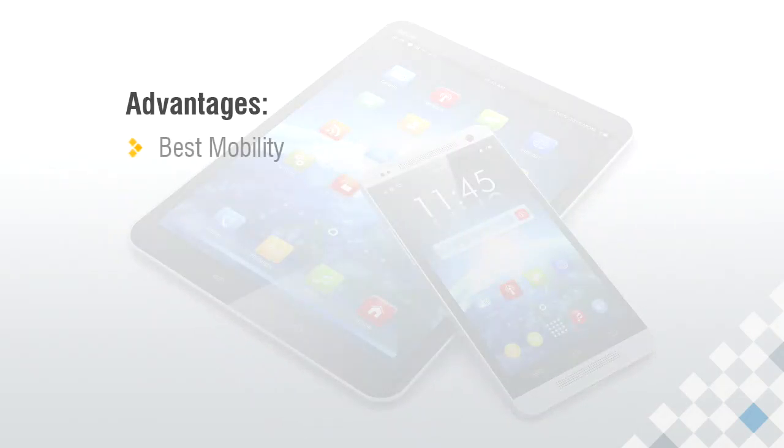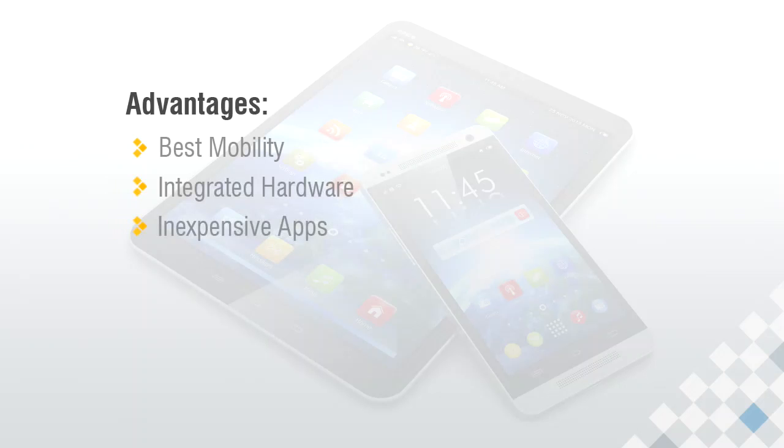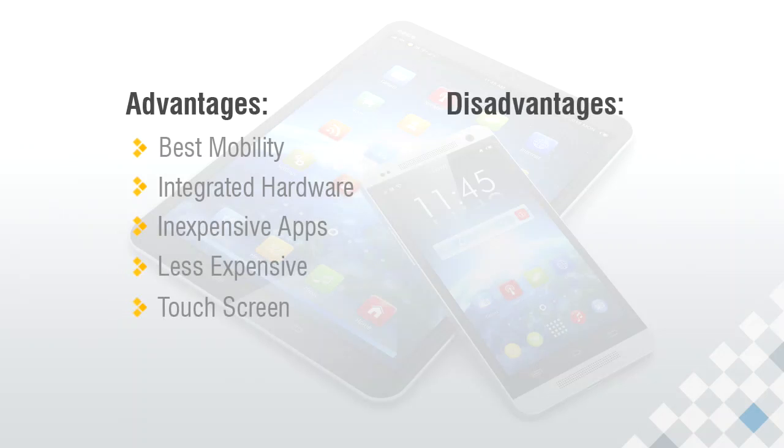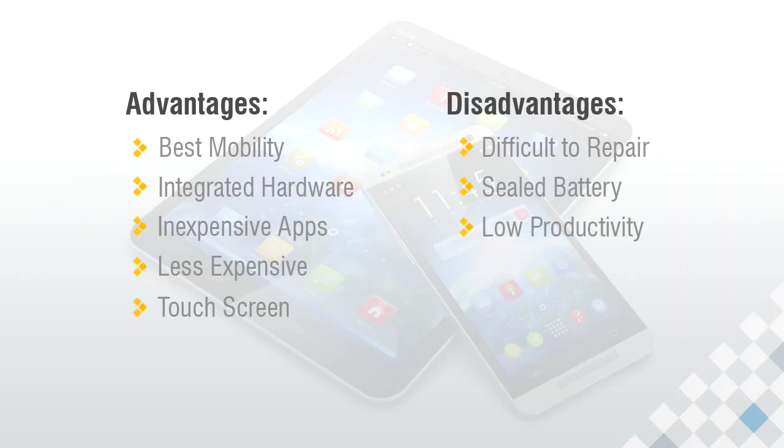They're more mobile than any other type of computing device. They include a variety of integrated hardware, including cameras, microphones, and wireless networking. A wide variety of inexpensive apps are available. They can be less expensive than notebooks or desktops, and they use a touch-screen interface. Mobile devices also have the following disadvantages. They're difficult to repair and nearly impossible to upgrade. If the battery fails, it can be very difficult to replace. And they're difficult to use with productivity applications.